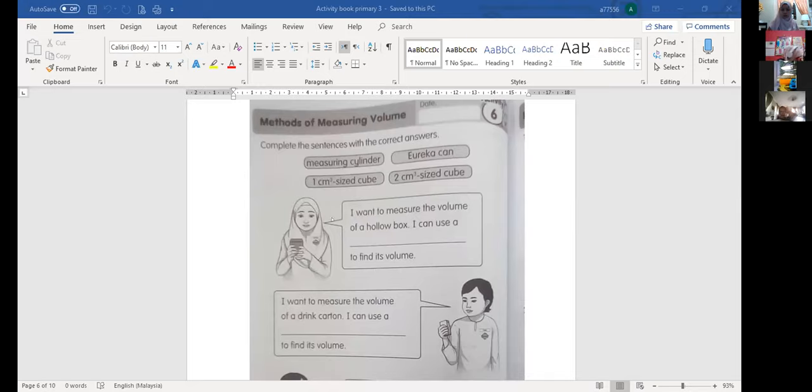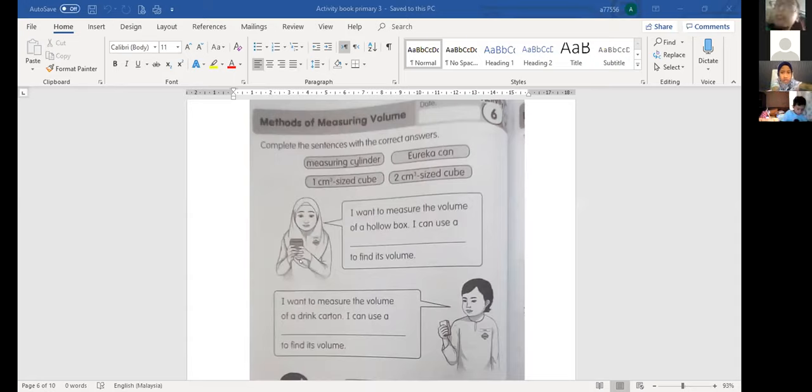Okay, look at question number one. I want to measure the volume of a hollow box. I can use a, what should you use to find its volume? You can see the student here hold the hollow box. Okay, what is the method that we can use to find this volume? Okay, now teacher akan tanya soalan. Yes, Amah Hadi. What is your answer for question number one? 1 cm size cube. Okay, very good. The answer here is 1 cm size cube.